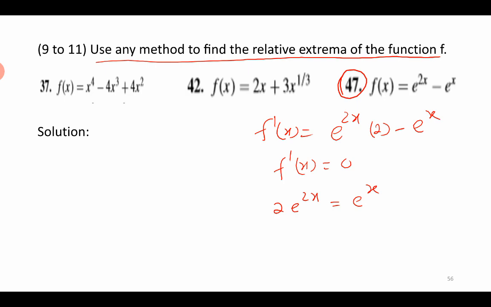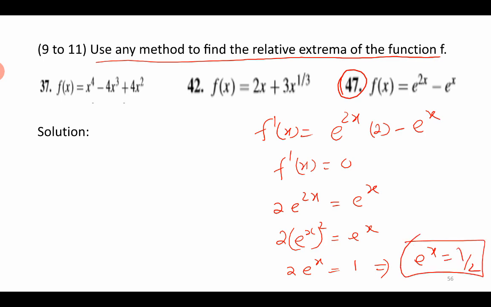At this point, what value will make them equal? Actually, we know that this is 2 into e raised to x whole square into e raised to x. So it will be e raised to x. E power x can be divided on both sides. It will lead to e raised to x is 1 over 2.